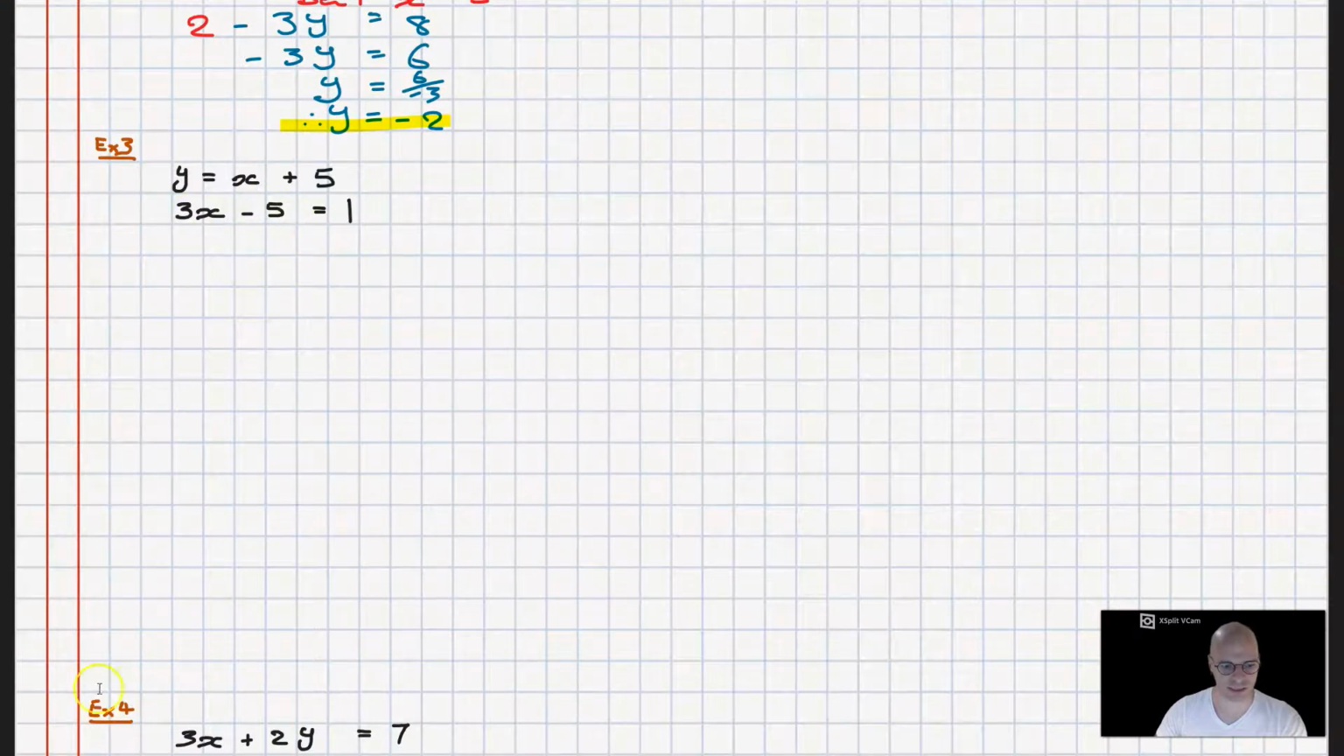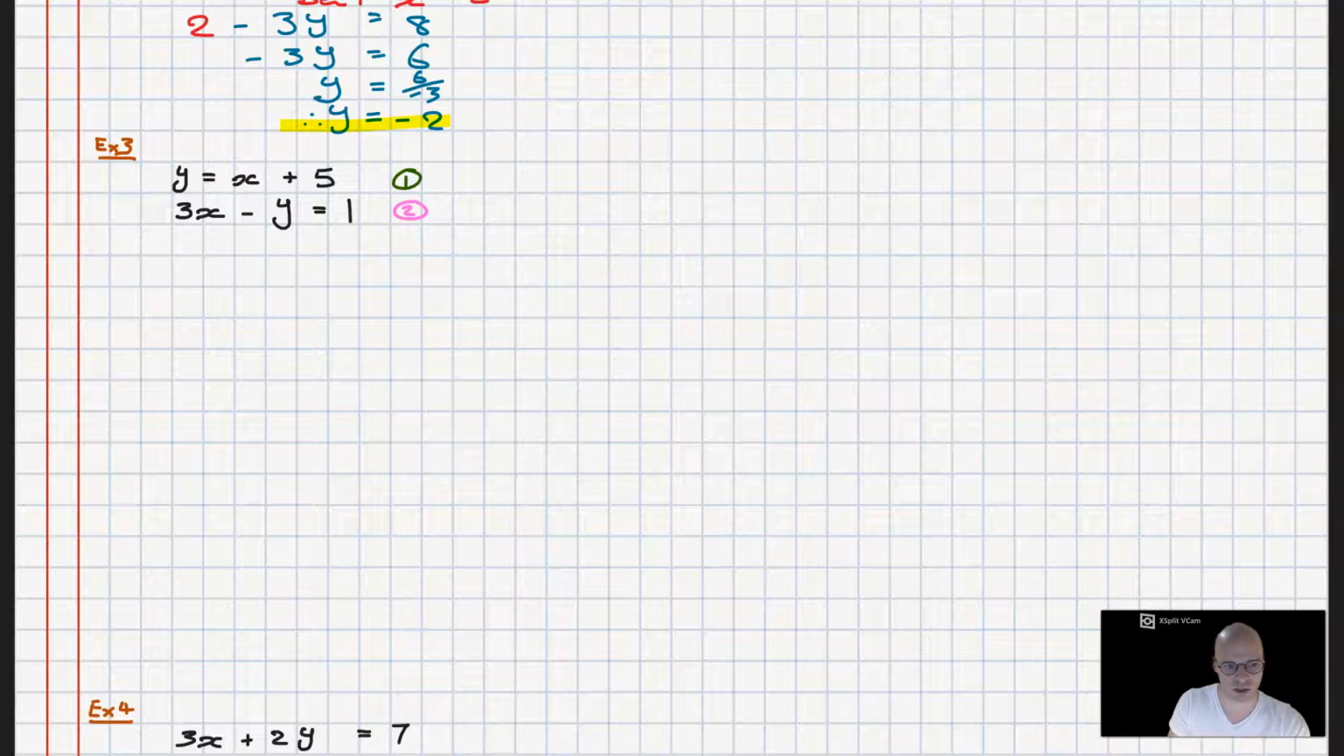Okay, so this seems like a pretty decent method thus far, but consider what's going to happen if we have, say, example 3 here. In example 3, we have y equals x plus 5. That's our equation 1. And then for equation 2, we've got 3x minus y equals 1. The problem is that these equations don't line up. So the first thing we need to do to employ the method of elimination is line these equations up so the terms line up.